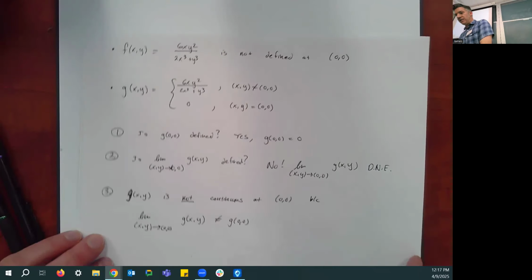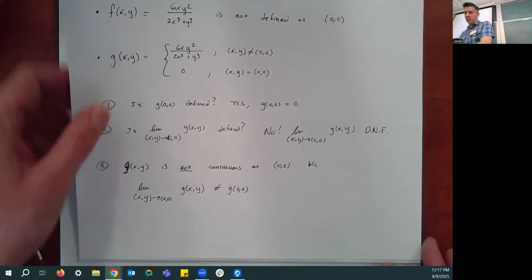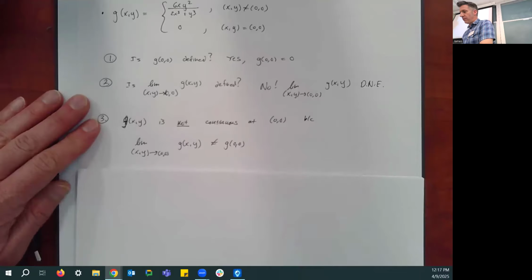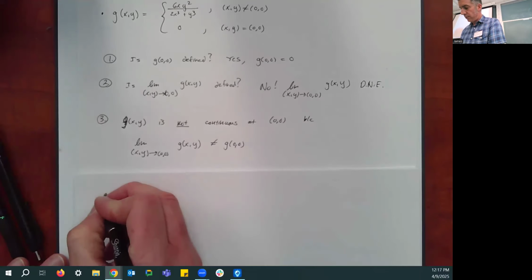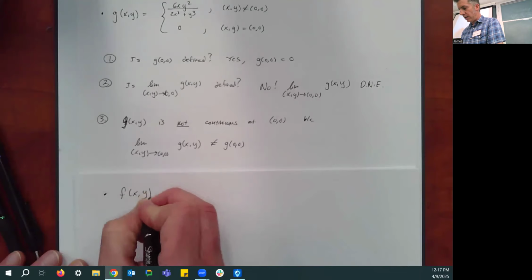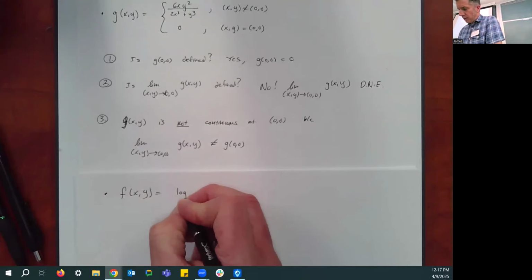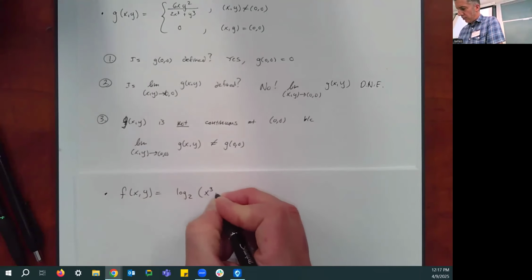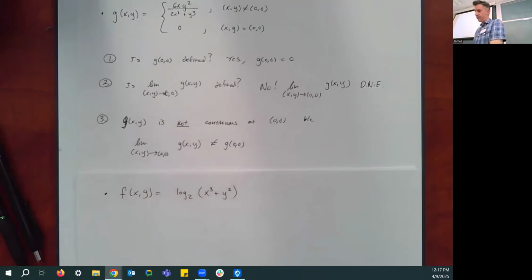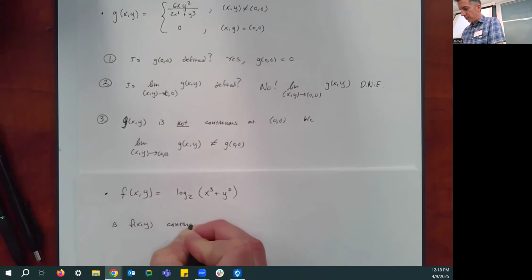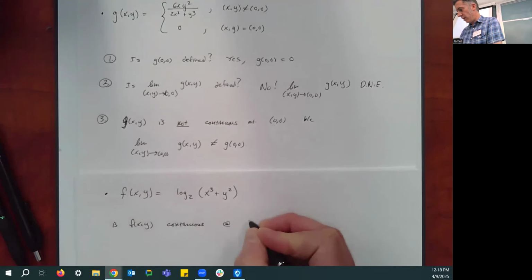So an easy example, which I think is somewhat worthwhile to go through real quick here. So here's an example that's going to feel maybe too easy. Let's say our f of x, y is equal to, I don't know, log base 2 of x cubed plus y squared. And the question we're going to ask is: is f of x, y continuous at the point 2 comma 4?